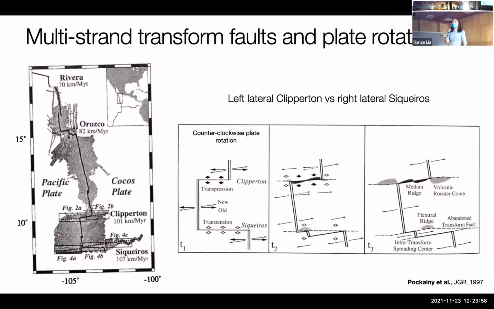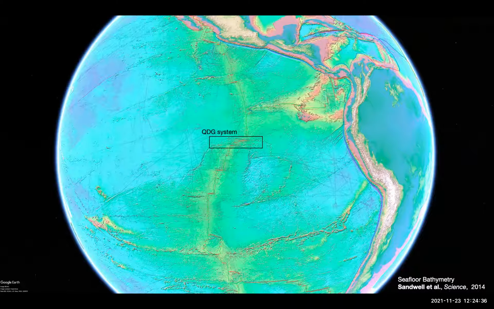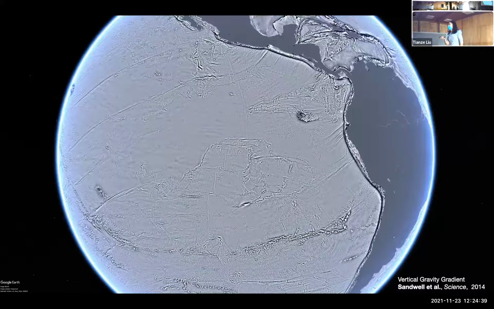And because the Quebrada transform fault is also a multiple segment transform fault system, it makes me think that it also indicates relative plate rotation between the Pacific and the Nazca plates in recent geological time. To look for evidence of plate rotation, let's look at the Google map. Here I show you the rough location of this QVG system. Maybe this map is not very clear, so now we will switch to the vertical gravity gradient map, which is more sensitive to some of the topography features.